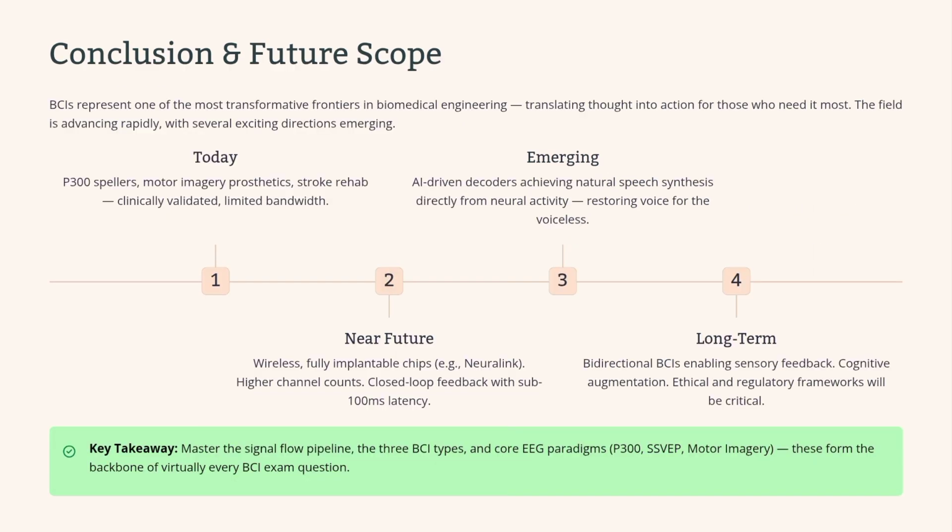So, to conclude, brain computer interfaces are transforming biomedical engineering by allowing people to control devices using their thoughts. Today, BCIs are already used for communication, prosthetics, and rehabilitation. In future, we can expect faster, wireless, and more accurate systems, even restoring speech and sensory feedback. For exams, always remember the basics like signal flow, types of BCI, and key EEG signals like P300, SSVEP, and motor imagery. That is the core idea of BCI.